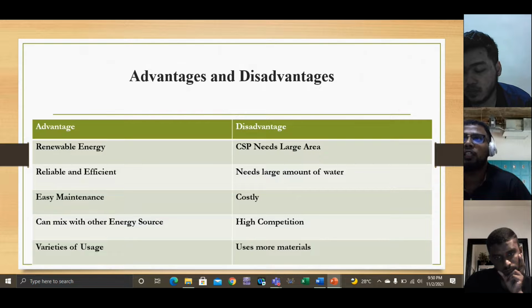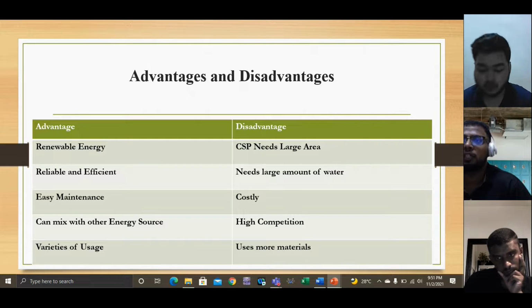The second disadvantage is that it needs a large amount of water. Concentrated solar power uses a lot of water to drive steam turbines and to cool the thermochemical reactors. Although seawater may be seen as a possible solution, there is the issue of high pressure solar radiation for the surrounding landscape.